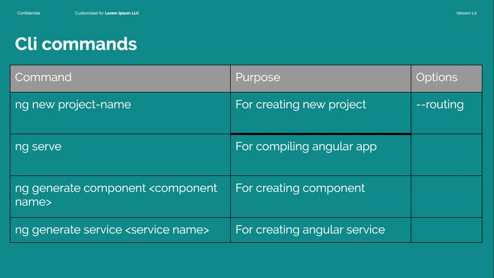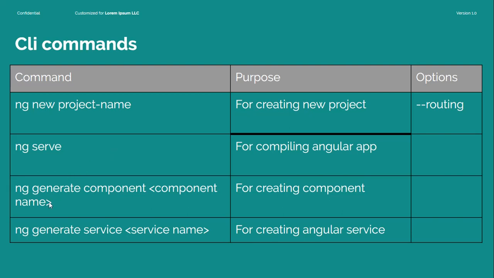The first command is ng new and the project name. This command is generally used for creating a new Angular project, and the option for it can be routing. By adding space hyphen hyphen routing, it will automatically add a routing file to our Angular application. The next command is ng serve. This CLI command is generally used for compiling our Angular application. It just compiles our Angular application and makes it available on localhost 4200.